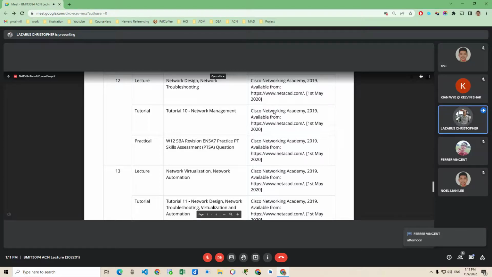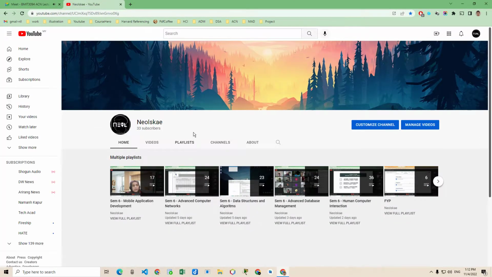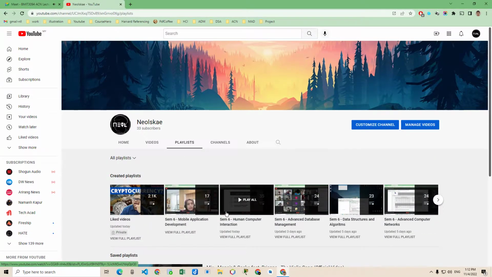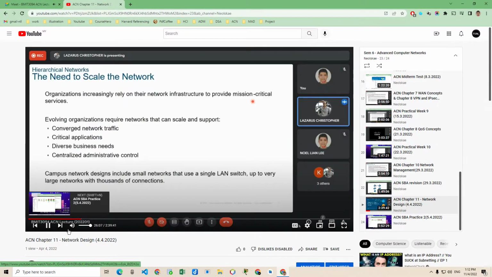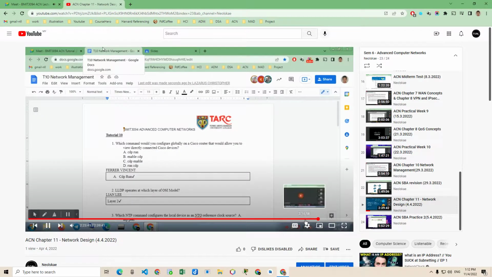Last week I remember we started on network design, right? Did we start on network design or did we finish it? I can't recall now. Week 12 is network design, network troubleshooting, and then network virtualization, network automation. I know we did network design. I think network troubleshooting, not yet. But network design, did we cover everything?